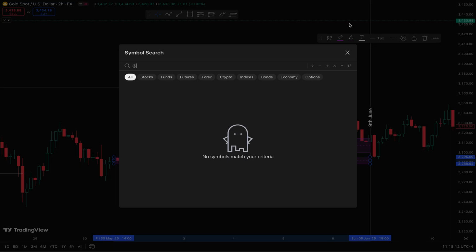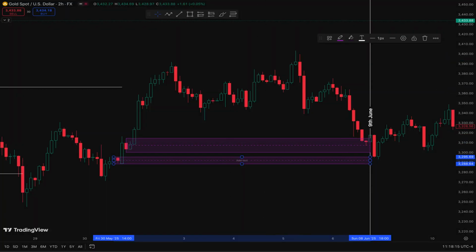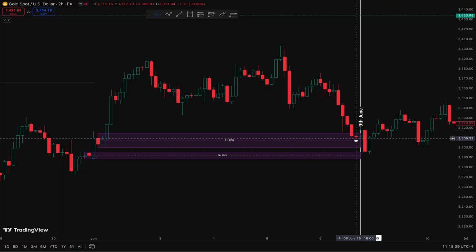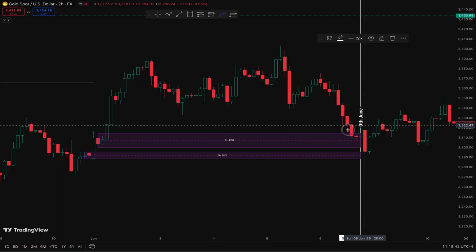This is the 2H POI. This is also a 2H POI. So price was here when the market closed here. The market closed here after NFP. That was last week, because today is Saturday. So the market closed here.